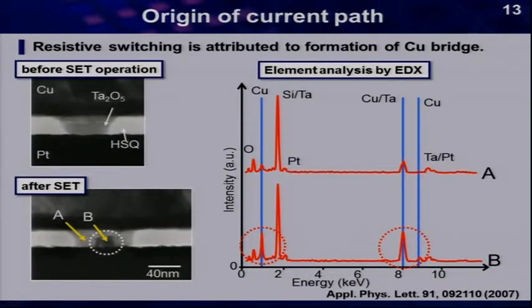This shows the TEM image of switch before set and after set operation. You can see that after set operation, the dark region is observed between 2 electrodes. Element analysis shows that this region is composed of copper. The thickness of copper bridge is around 30 nanometer. The size depends on the on conductance. Here we intentionally form thick bridge for observation.